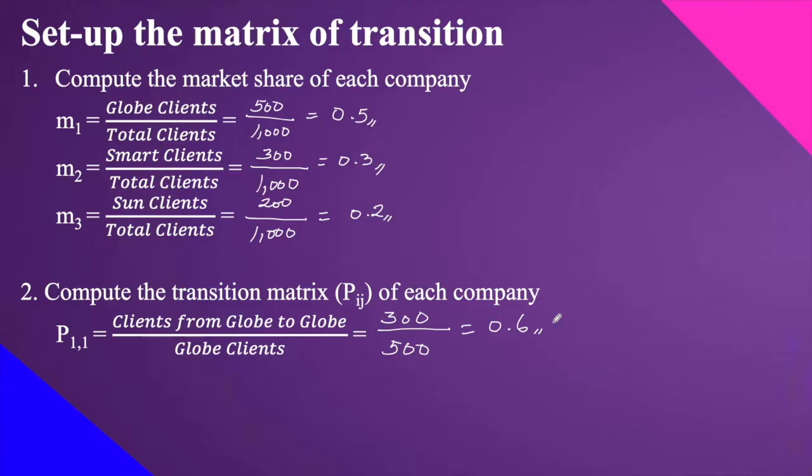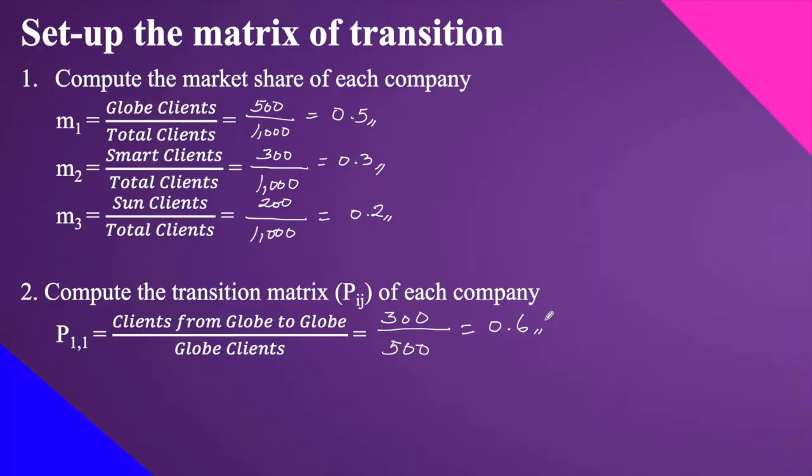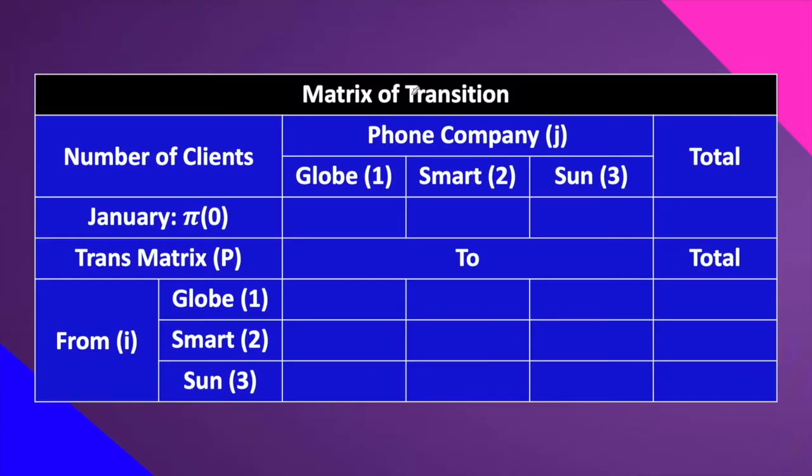Okay? Now, before we continue, let's have here first our matrix of transition. Since we are done with this, let's place it there so you know where these market shares go. We have there 0.5, 0.3, and 0.2. So, here's the matrix of transition. We have it here, Globe, 0.5, 0.3, and 0.2. The total of that must be 1.